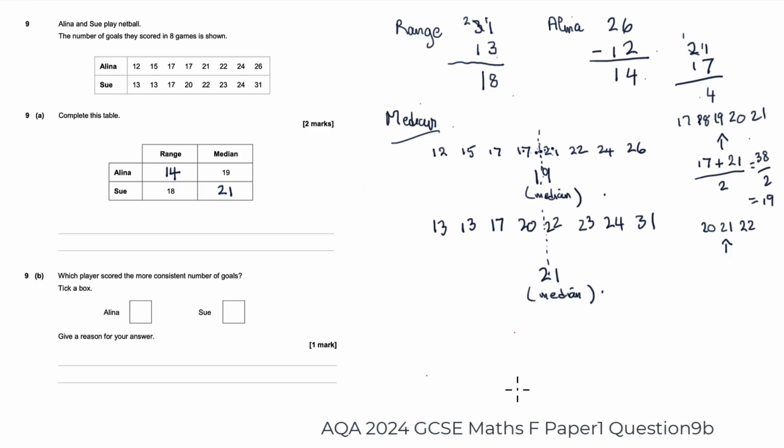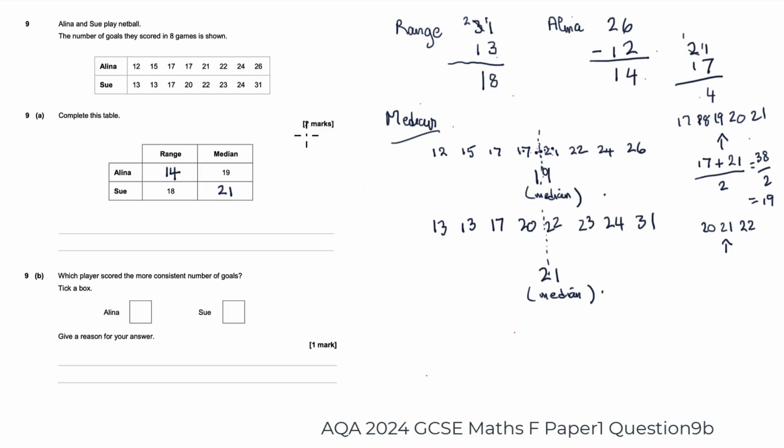So moving on to part B, we're asked which player scored the more consistent number of goals. Now that's to do with the range of goals. I mean, if they were totally consistent, for instance, suppose Alina had scored 17 goals in every single match, you would say, wow, that's extremely consistent. And then if Sue, for instance, had scored 1, 10, 150, inconsistent. They're just all over the shop.